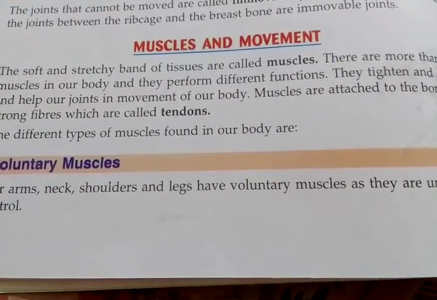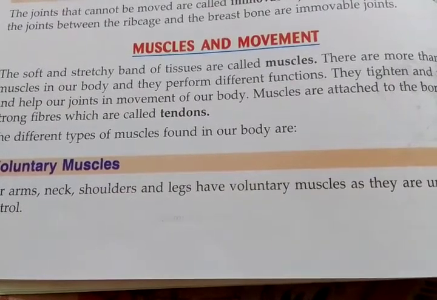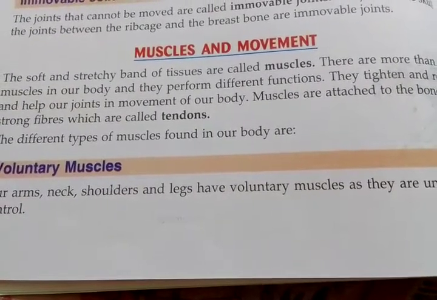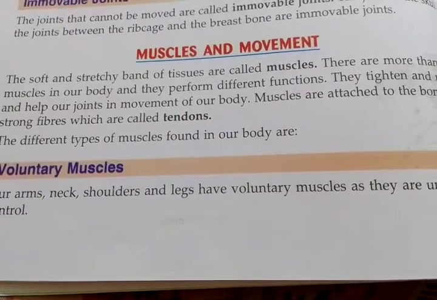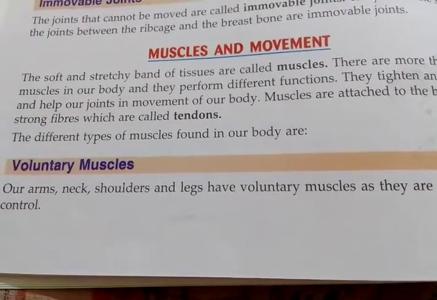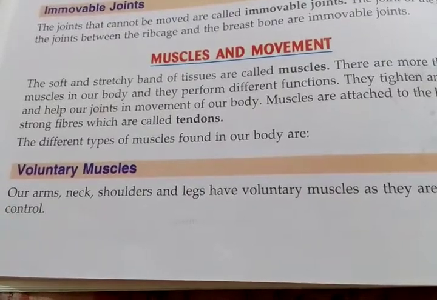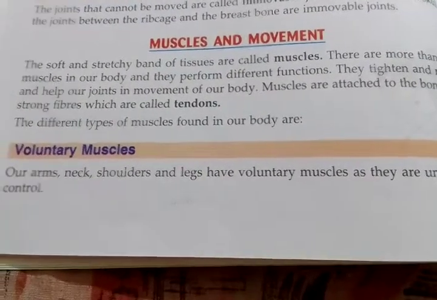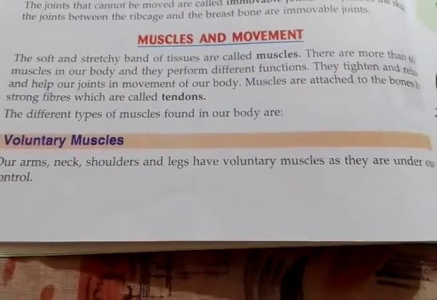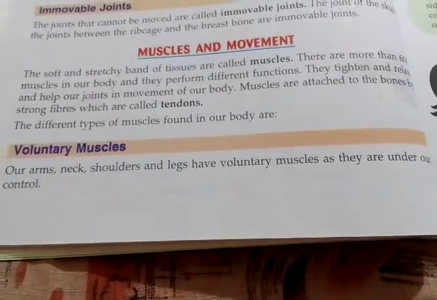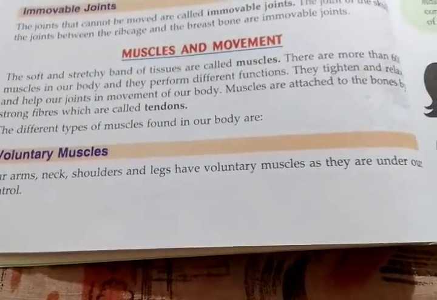And the muscles are attached to the bones with a strong fiber, which is called a tendon. And there are different types of muscles in our body. Firstly, voluntary muscles. Our arm, neck, shoulder and legs have voluntary muscles as they are under our control.